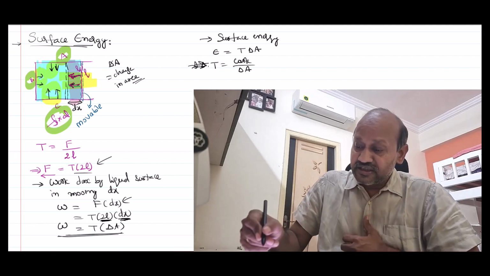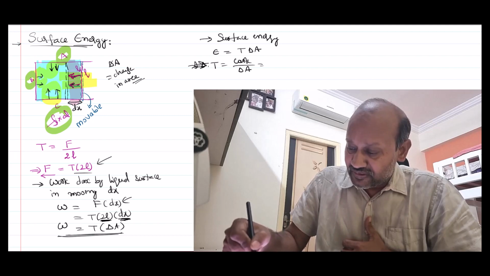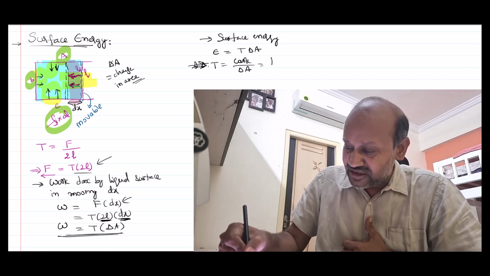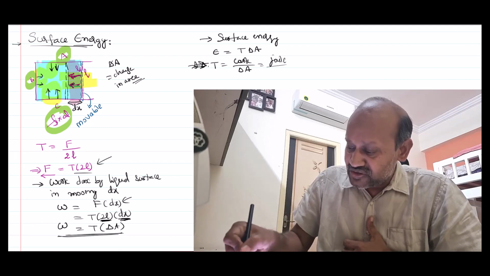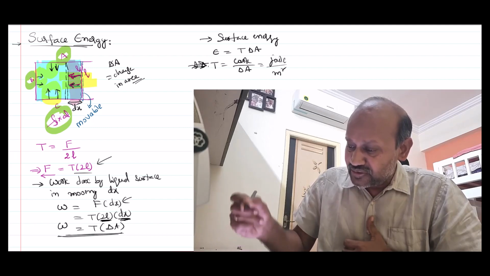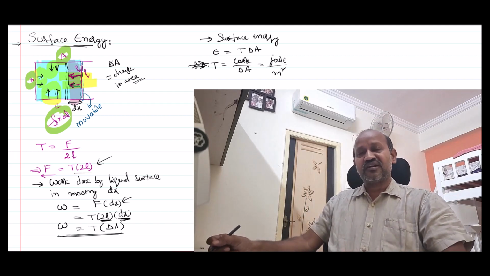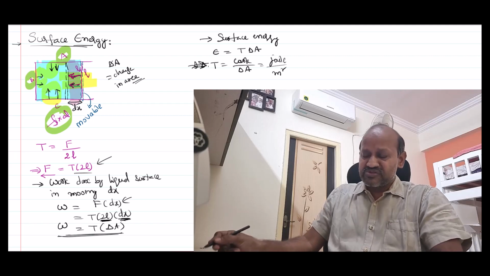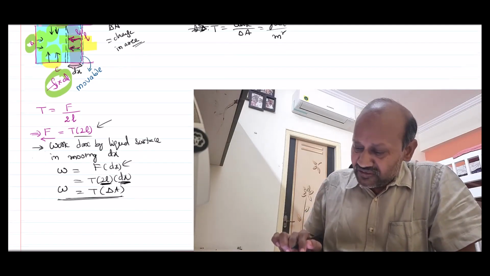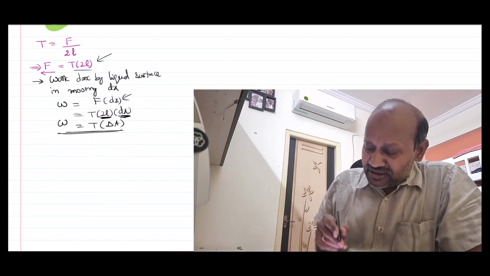We can get another formula. Work done is something like energy. Energy is measured in joule, change in area is meter square. So another unit is joule per meter square. Though it looks like a different unit, it's not actually different. It's the same, being expressed in another way. Just to check it, you can write a dimensional formula. I will write a dimensional formula here and show you.